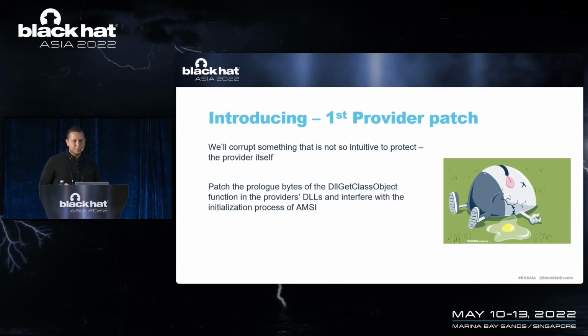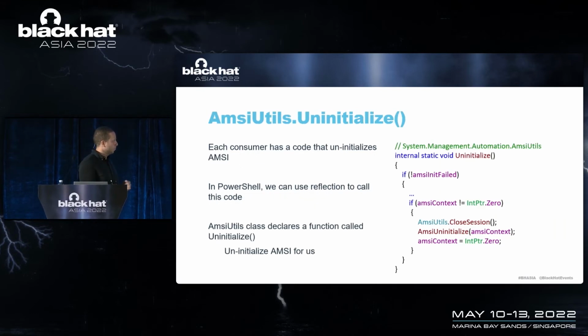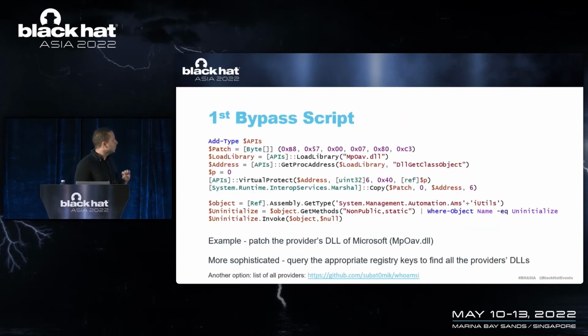So the first provider patch, like we said, is going to patch a not so intuitive place to protect: the provider itself. We're going to patch the prolog bytes of the DllGetClassObject function in the provider's DLLs and interfere with the initialization process of AMSI. But first, we need to handle a small issue.